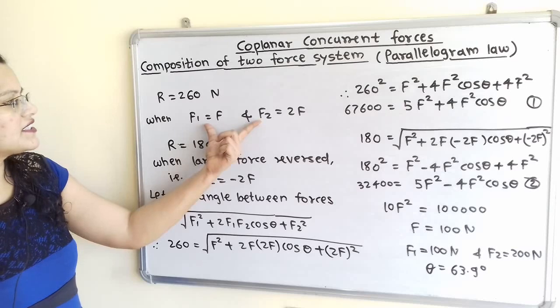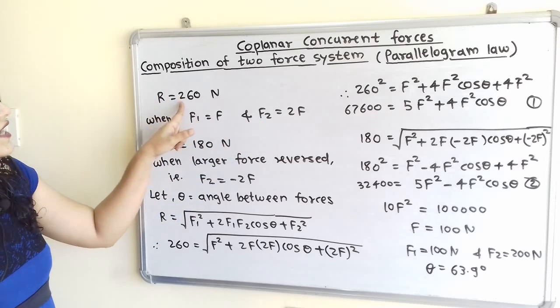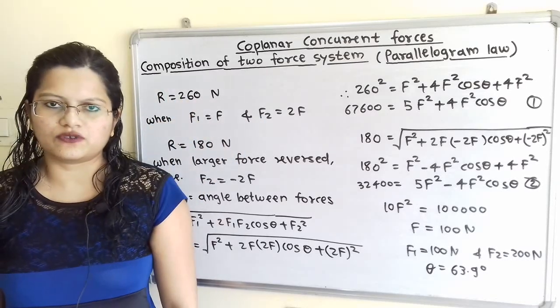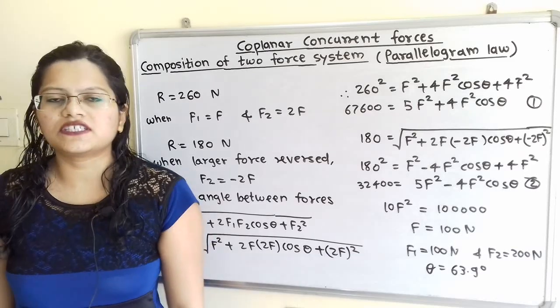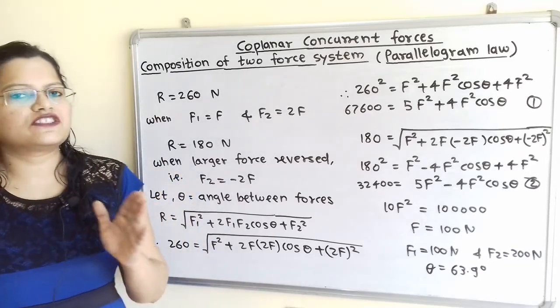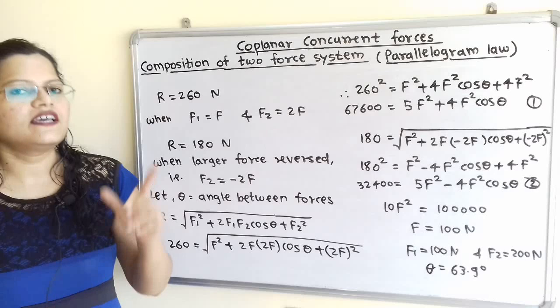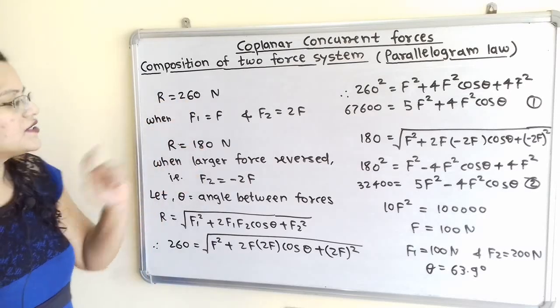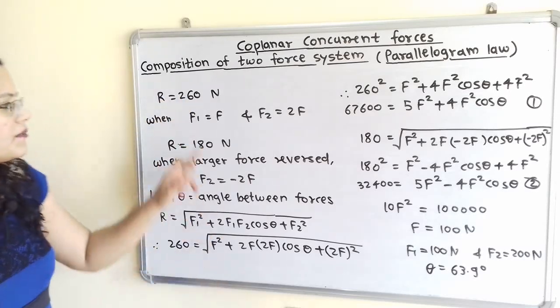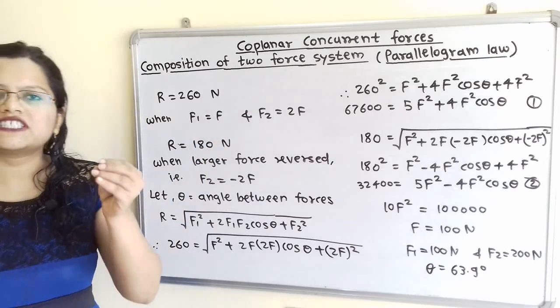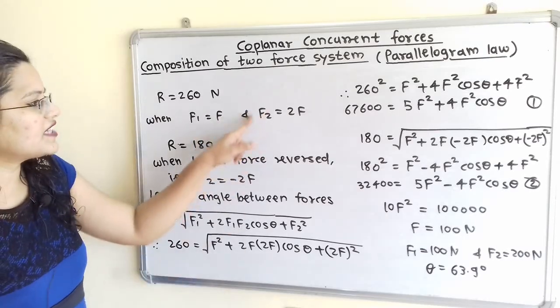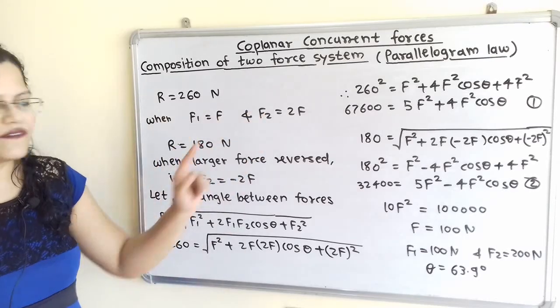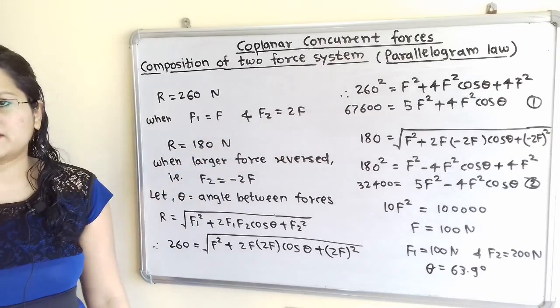So this condition is getting satisfied when resultant R is equal to 260 Newton. Now the second condition is given, that is the larger force is reversed. Then the value of resultant R is 180 Newton. Now between F1 and F2, which is the larger force? This F2 is double the F1, that means F2 is the larger force.